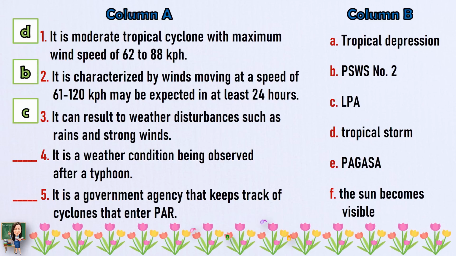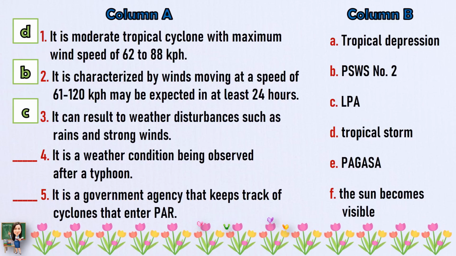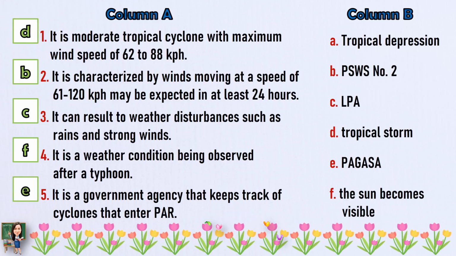Number 4. It is a weather condition being observed after a typhoon. What is the correct answer? Very good. The correct answer is letter F, the sun becomes visible. And number 5, it is a government agency that keeps track of cyclones that enter PAR. What is the correct answer? Very good. The correct answer is letter E, Pag-asa.